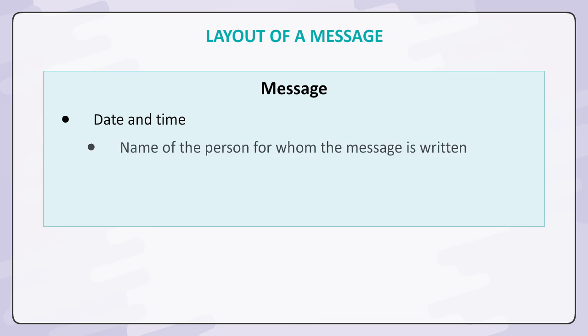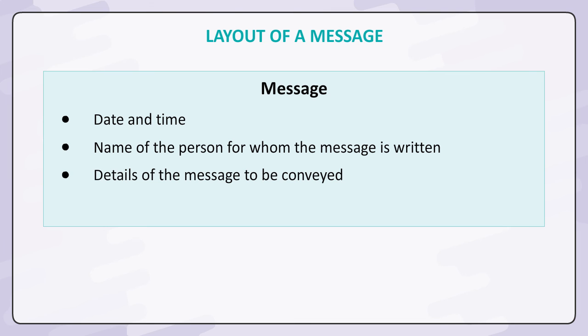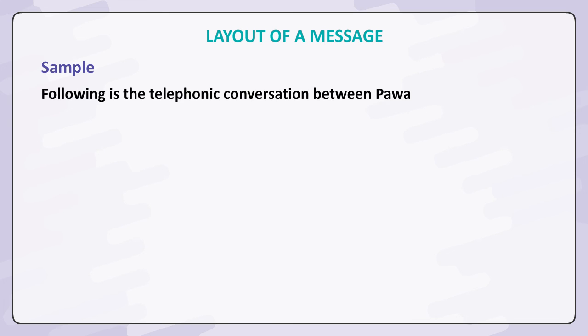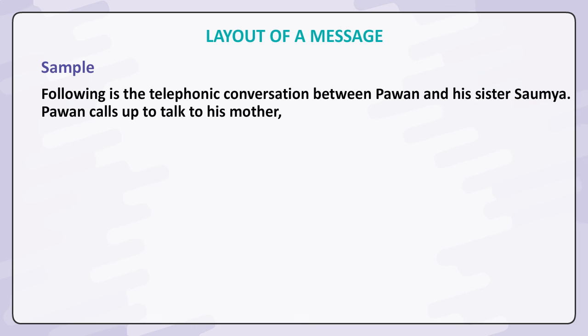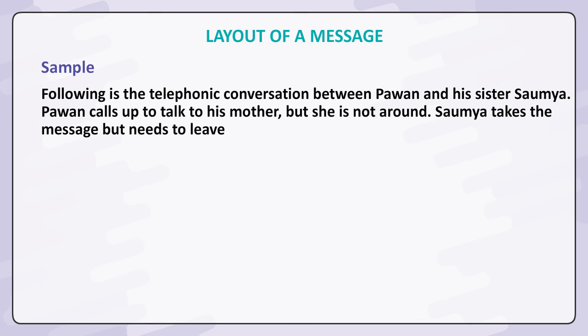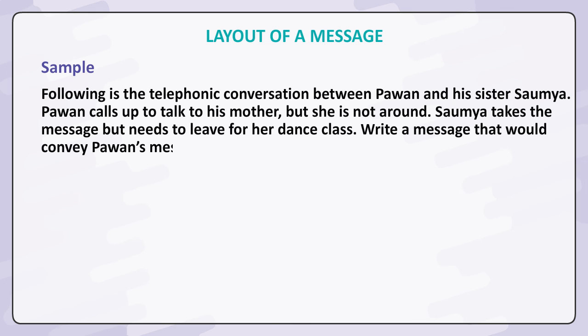Layout of a message. Message, date and time, name of the person for whom the message is written, details of the message to be conveyed, name of the person who has written the message. Sample. Following is the telephonic conversation between Pawan and his sister Soumya. Pawan calls up to talk to his mother, but she is not around. Soumya takes the message but needs to leave for her dance class. Write a message that would convey Pawan's message to his mother.